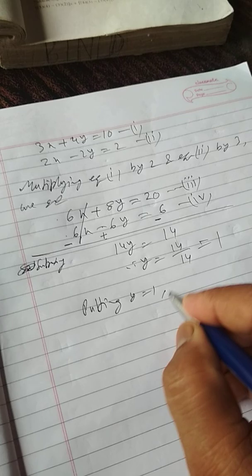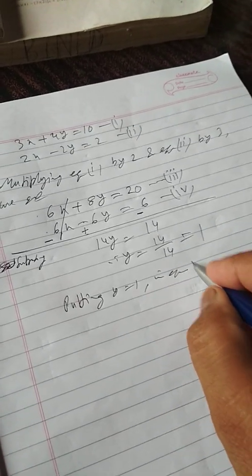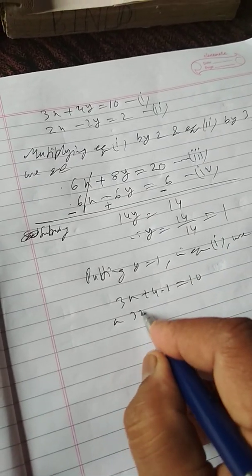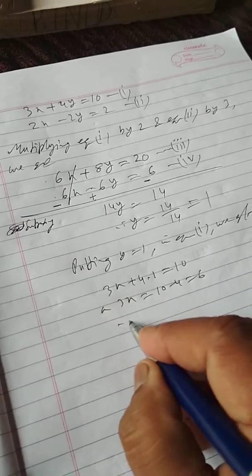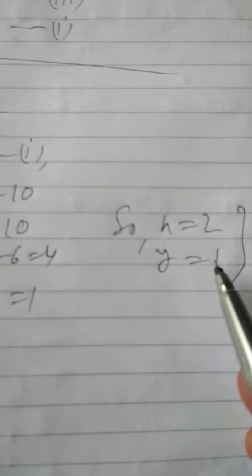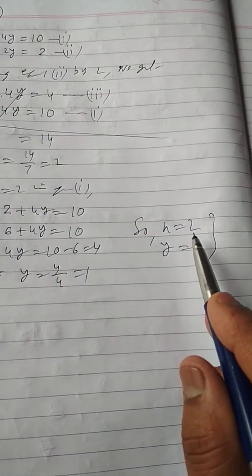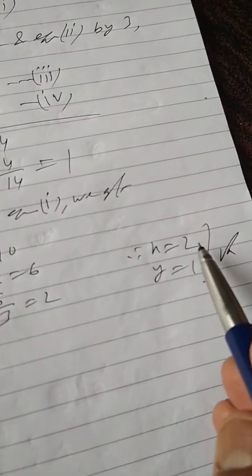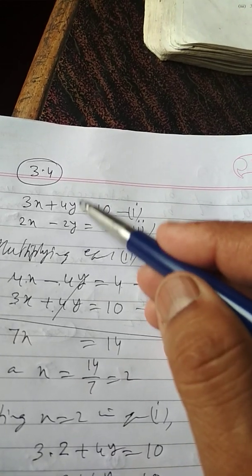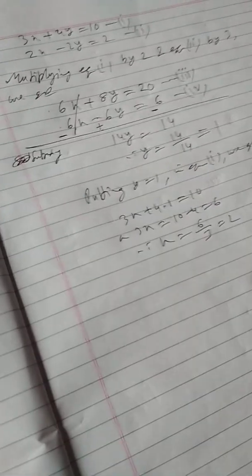Putting y equal to 1 in equation 1, what do we get? 3x plus 4 into 1 is equal to 10, or 3x is equal to 10 minus 4, that is equal to 6. Therefore x is equal to 6 by 3, that is 2. Therefore x equal to 2, y is equal to 1. Same answer. In the previous method, x equal to 2, y equal to 1. In this method also, x equal to 2, y equal to 1. So by equating either the coefficients of x or the coefficients of y, you will get the same result.